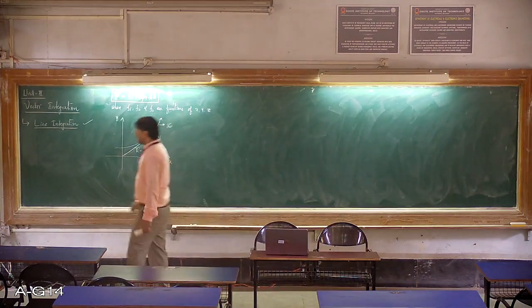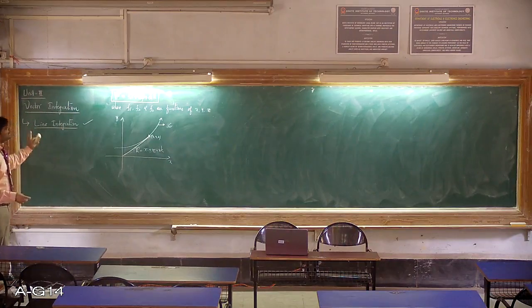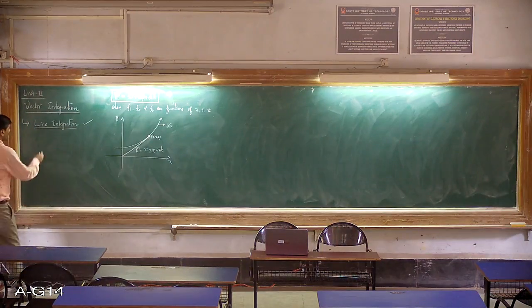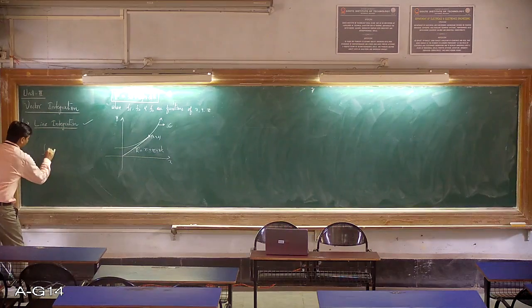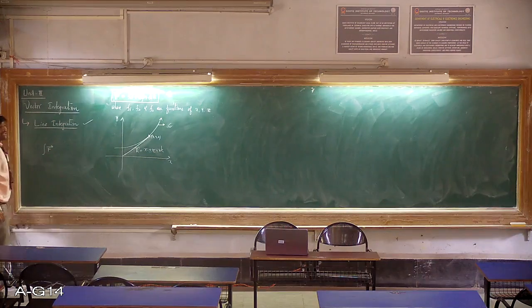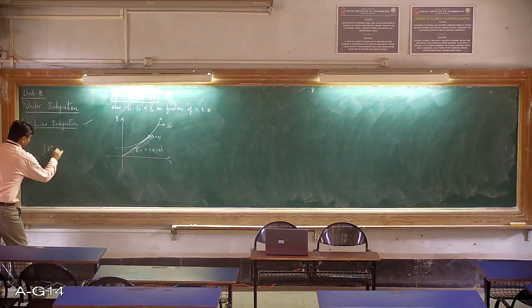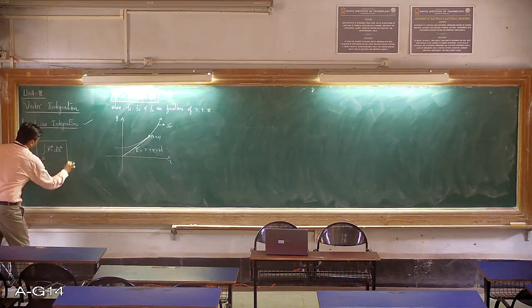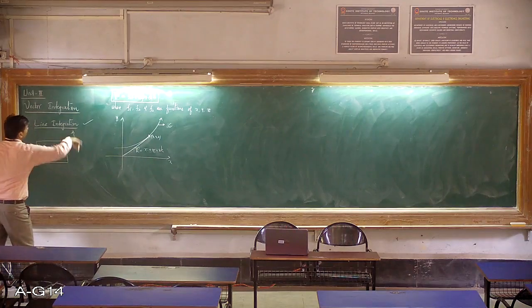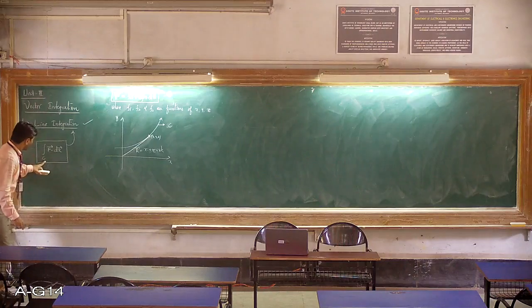Now I'd like to explain what you mean by line integration. Line integration is simple: if you write the integral of F, the vector field or vector point function, dot dr, along a curve C, then we call this a line integration, an integration over a curve C.